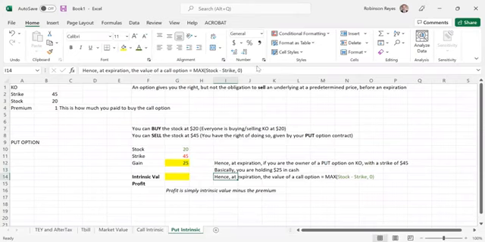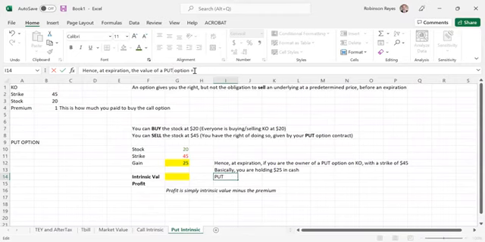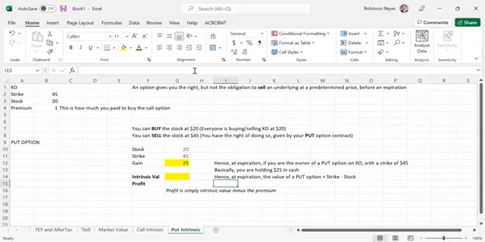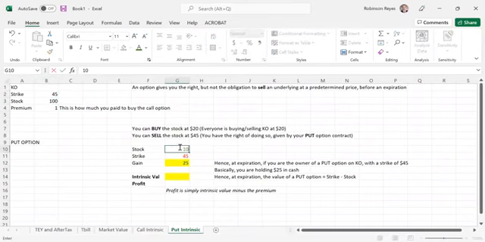So at expiration, using the same idea we used before, the value of a put option is the strike minus the stock price. Now, what happens if we had the same situation we had before, where the stock price is actually 100? If we change the numbers here, we would end up with a loss of minus 55. So in that case, you would not exercise your put option contract.